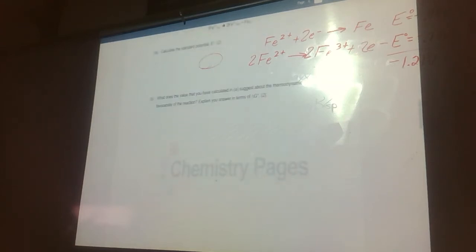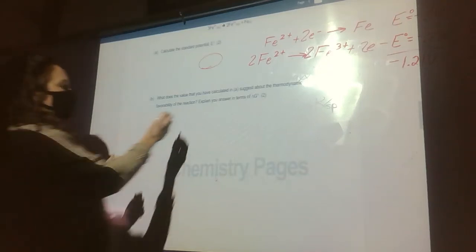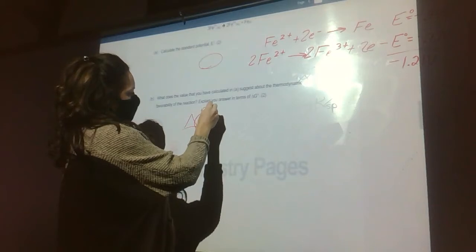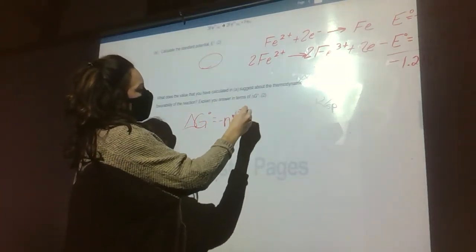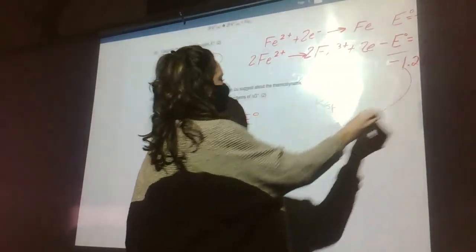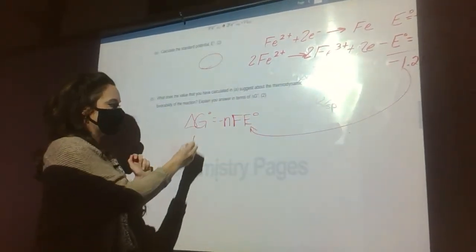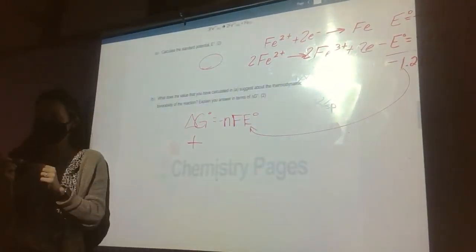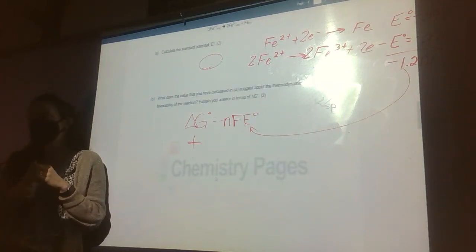Part B, what does the value that you have calculated in A suggest about the thermodynamic favorability of the reaction? And explain your answer in terms of delta G. Delta G is negative nFE naught. If E naught is negative, delta G is positive, and it is not thermodynamically favored.